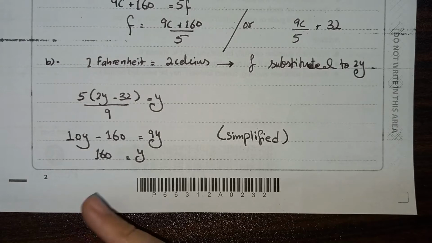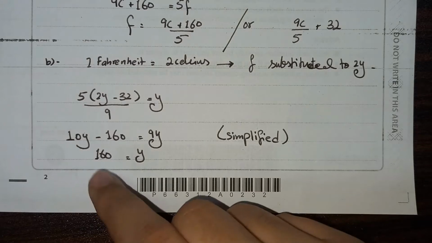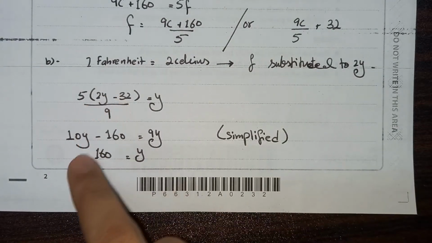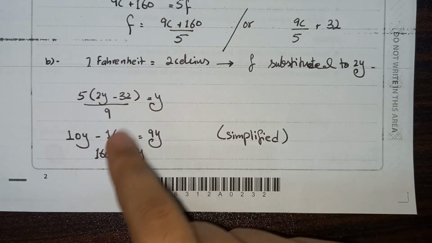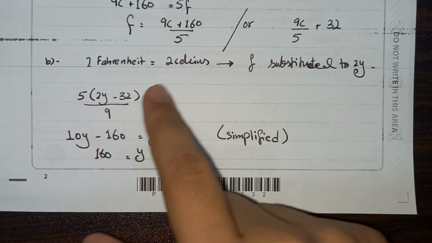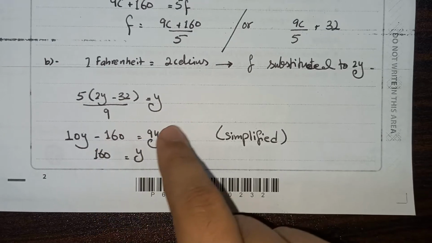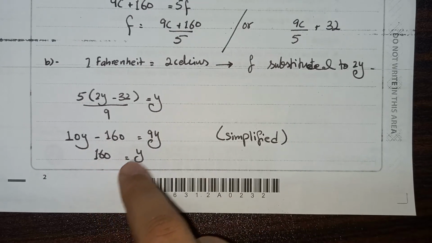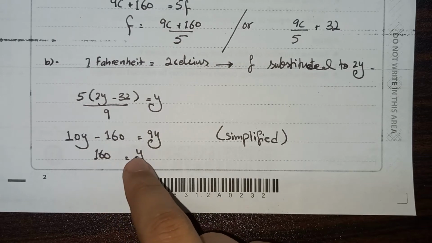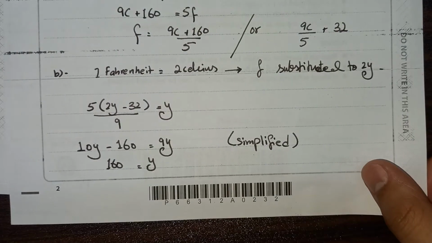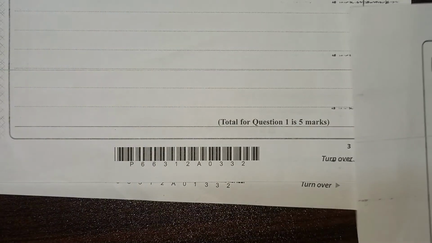So equate this equation to Y, and obviously, now using the same above procedure, you need to simplify this equation, and we'll just go through it again. 5 multiplied by 2 gives us 10Y, multiplied by minus 32 gives us 160. Moving this 9 over here gives us 9Y. Then 160 will move over there, 9Y will move over there, which simplifies to give us 160 equals Y. So over here we are done with our very first question.